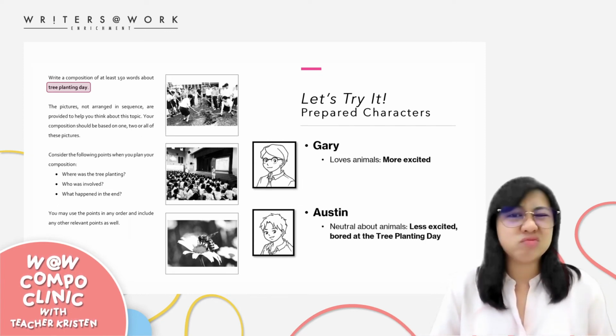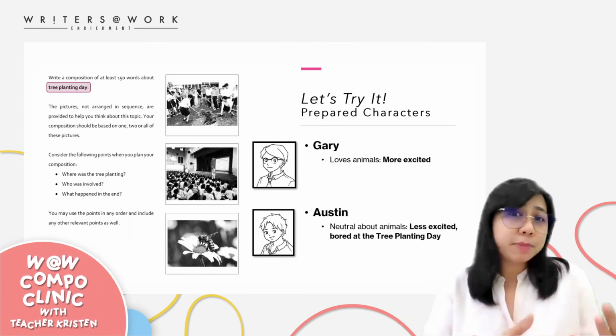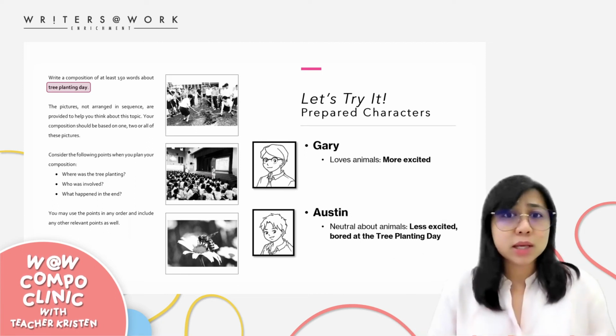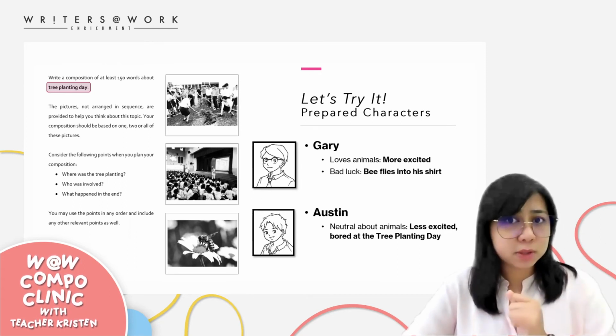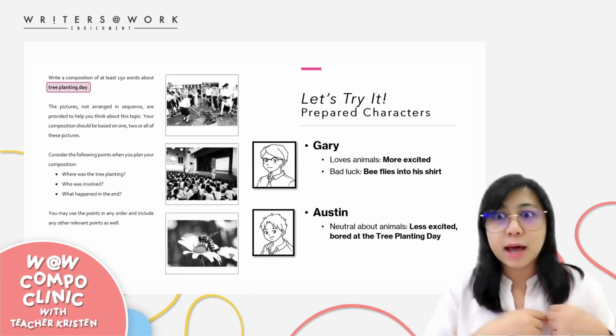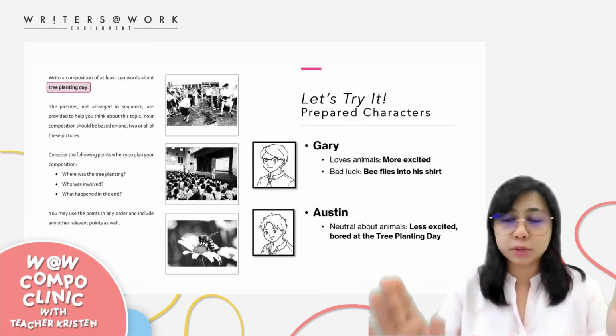But Austin, he is not that keen on nature. Perhaps Gary dragged him down to join the activity. Whatever the case, he is less excited, maybe a little bored at the tree planting day. Now, since Gary has a bit of bad luck, I'm going to torture him. I'm going to have a bee fly into his shirt. Oh, that's horrifying. I don't know about you.